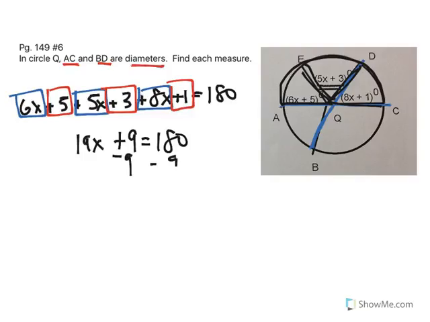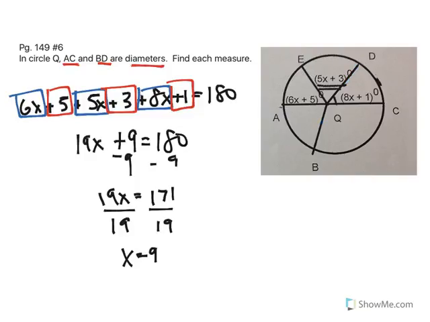We get 19x equals 171. Divided by 19, divided by 19. Let me get my calculator real quick. And our answer is 9. X equals 9.